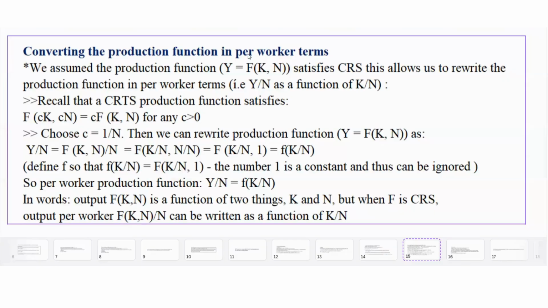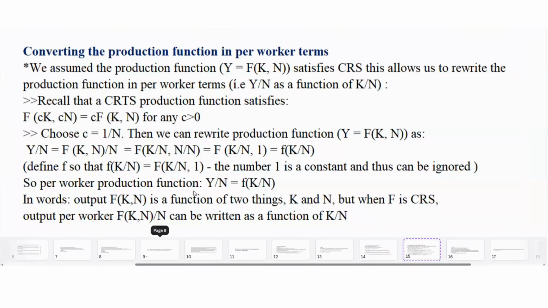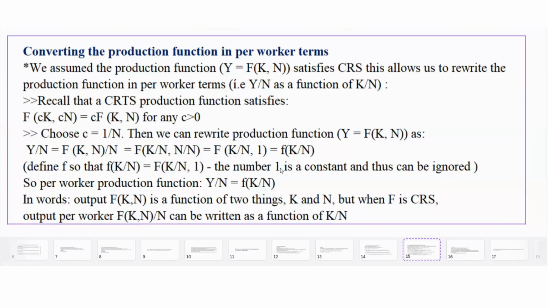The idea is that output is a function of two things, capital and labor. But when F satisfies the assumption of constant returns to scale, we have seen that we can write output per worker as a function of capital per worker. So given output is a function of capital and labor, if it satisfies constant returns to scale, then we can write it in per worker terms, output per worker as a function of capital per worker.